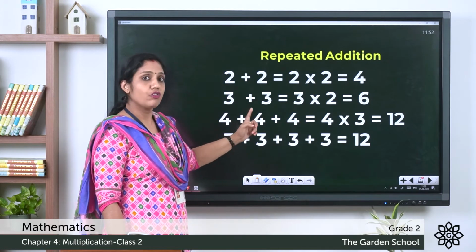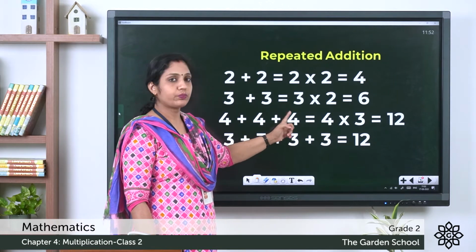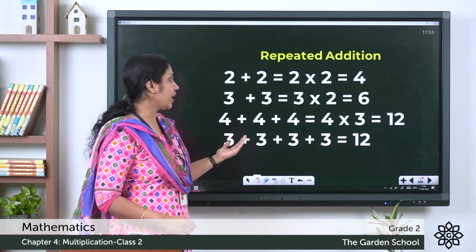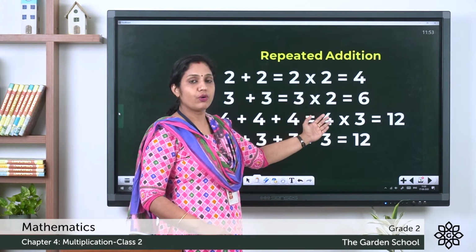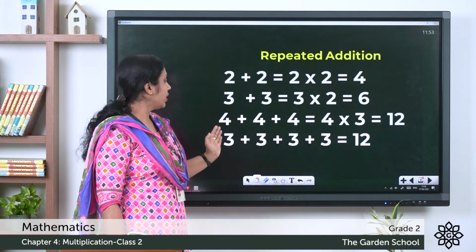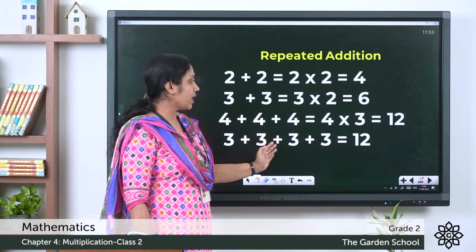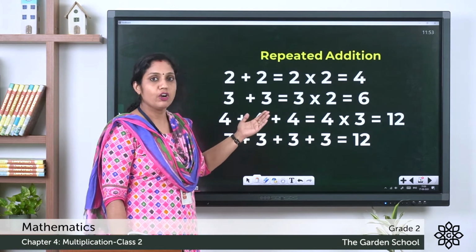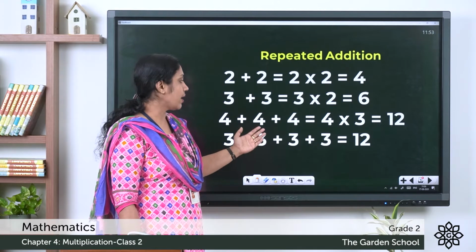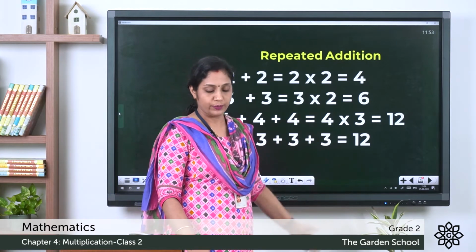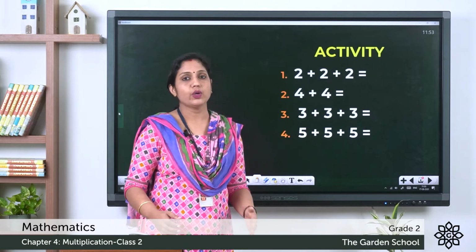4 plus 4 plus 4. Which number is being repeated? It's 4 and it's repeated 3 times. So, we can write it as 4 into 3 is equal to 12. Next, we have 3 plus 3 plus 3 plus 3. So, the number 3 is repeated 4 times and we can write this as 3 into 4 is equal to 12. So, here you have an activity.